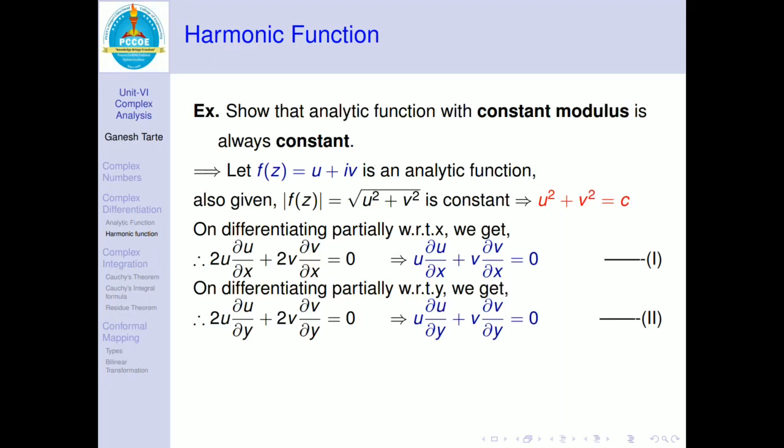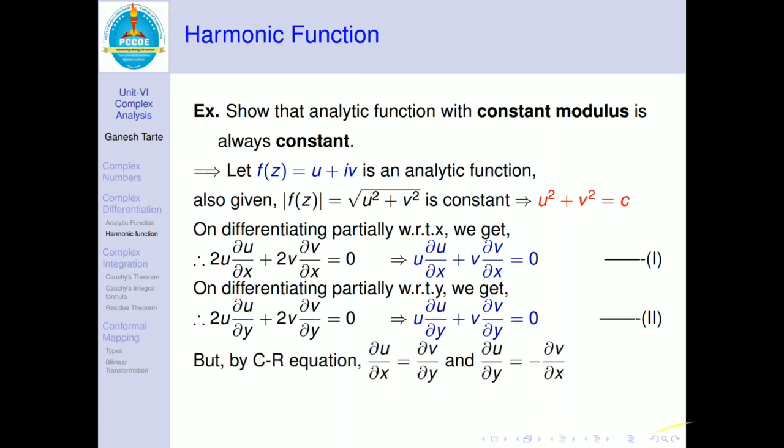Equation second. Now to convert equation second into the form of partial derivatives with respect to x, we apply the CR equations. So by the CR equations, ∂u/∂x is equal to ∂v/∂y, and ∂u/∂y is equal to minus ∂v/∂x. So substitute these values in equation second. The first term of equation second becomes minus u into ∂v/∂x and plus v into ∂u/∂x is equal to 0. So we get everything in terms of x.